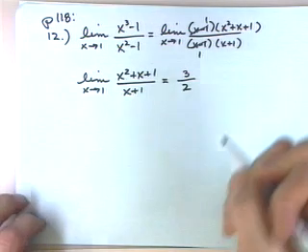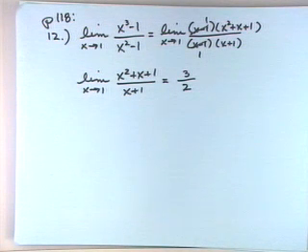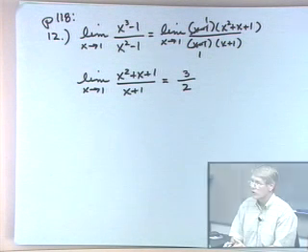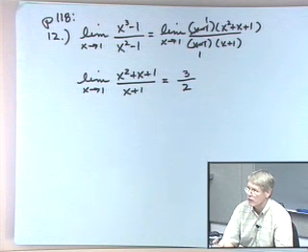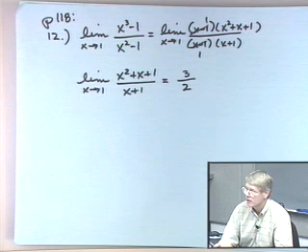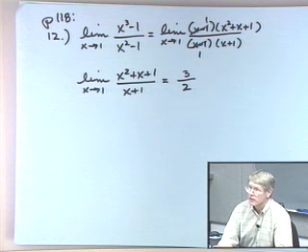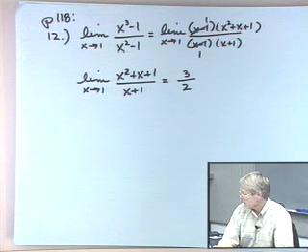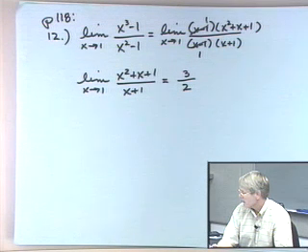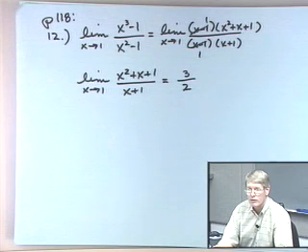Now, if you pictured this function on your graphing calculator, this original function, x cubed minus 1 over x squared minus 1, and you tried to look at the graph real close to the x value 1, you should be able to get a readout of what? 3 halves, 1.5. Now, at 1, it doesn't exist. But near 1, you ought to get real close to 3 halves. Is that okay for 12?